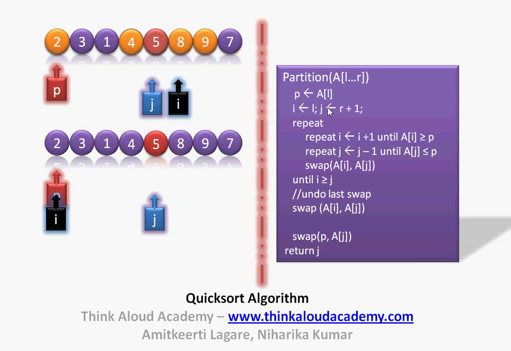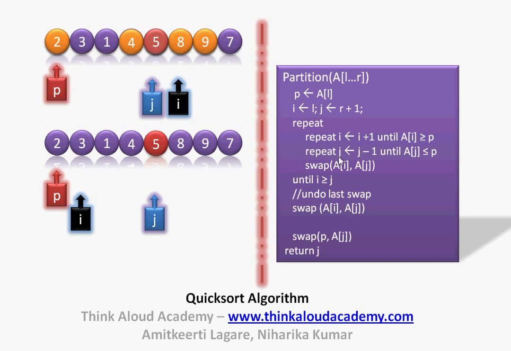So once I and J have been initialized, we enter into this repeat until loop, and the first step that we do is increment I. Once we increment I, we check whether we have hit this condition: does A of I hit a condition where it is greater than the pivot? Here we see that A of I is 3, which is greater than pivot. So I stops at this point.